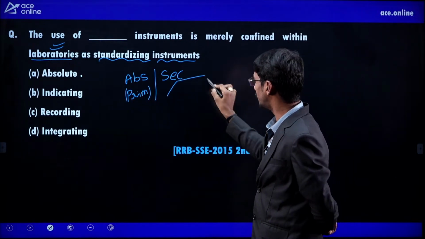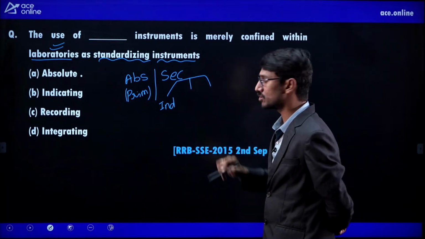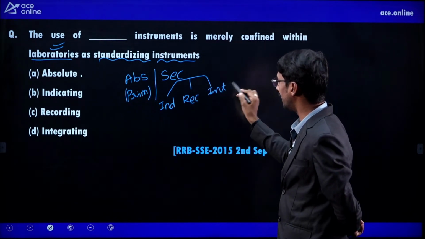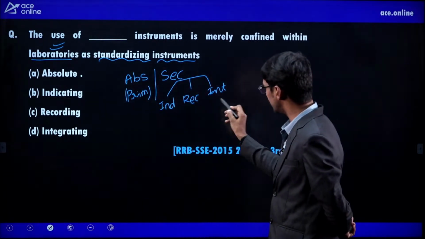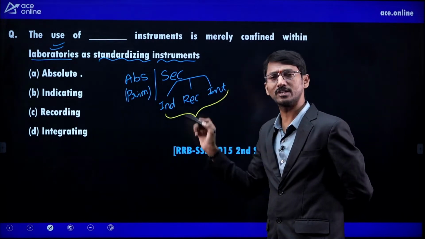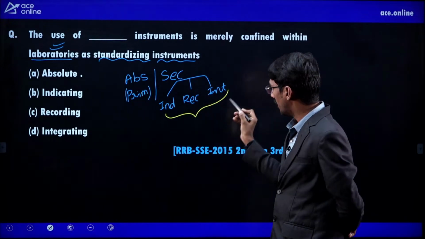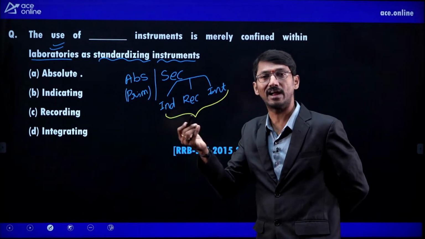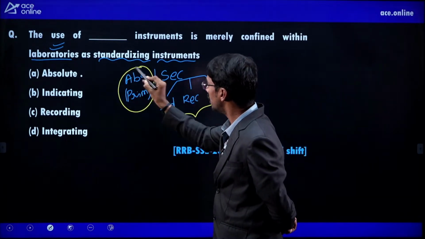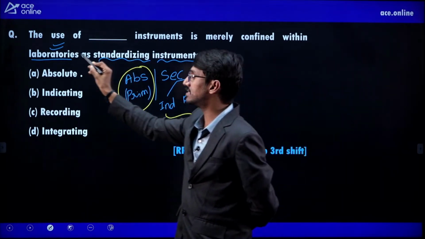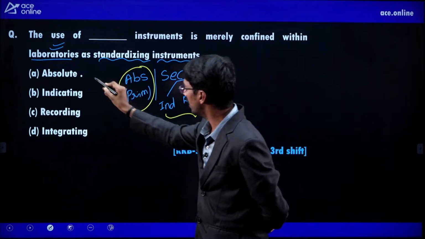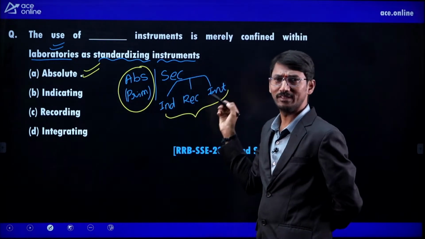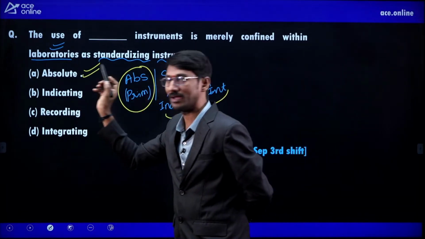Secondary instruments are classified into three types: indicating instruments, recording instruments, and integrating instruments. All these instruments are used for the measurement of current and voltage, and some other parameters. But in order to have standardization, or to design all these instruments, one reference must be there, that is called a standard. That's why these instruments are used for standardizing in the research laboratories. Therefore the answer here is absolute instruments. Indicating, recording, integrating come under secondary; these are the common usage instruments. So automatically the option will be absolute instruments.